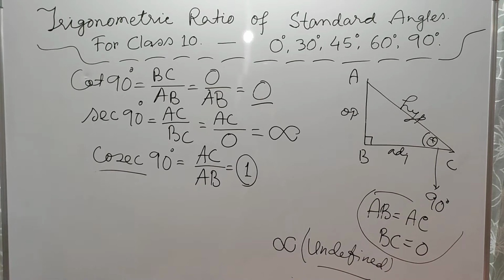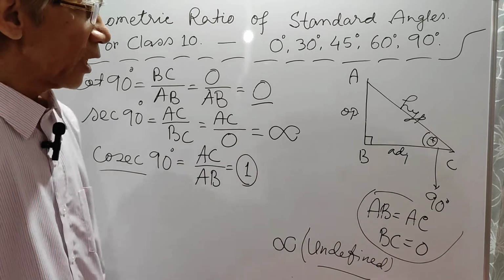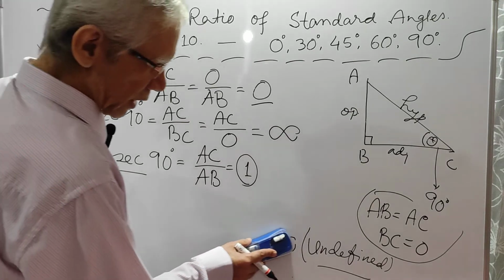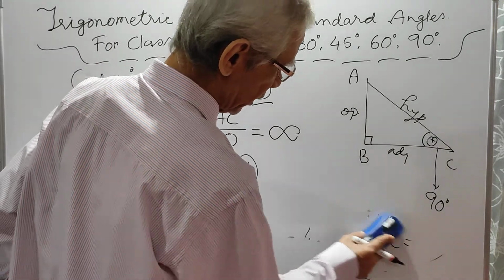So this is how we got the trigonometric ratios of 90 degree. So sin 90 we got 1, cos 90 we got 0, tan 90 we got infinity, cot 90 we got 0, sec 90 we got infinity, and cosec 90 we got 1. So these are the values of the trigonometric ratios of 90 degree. Okay, now last one, let us see, that is 0 degree.